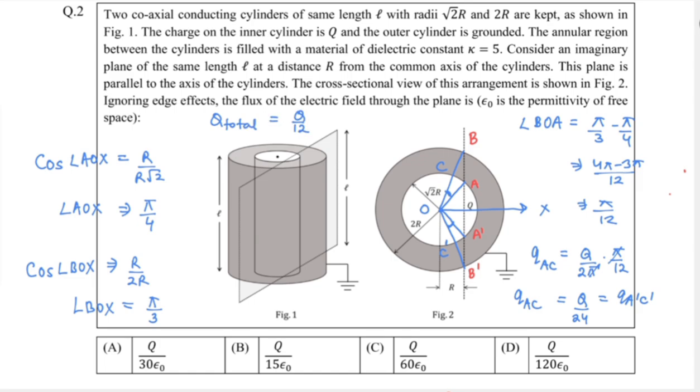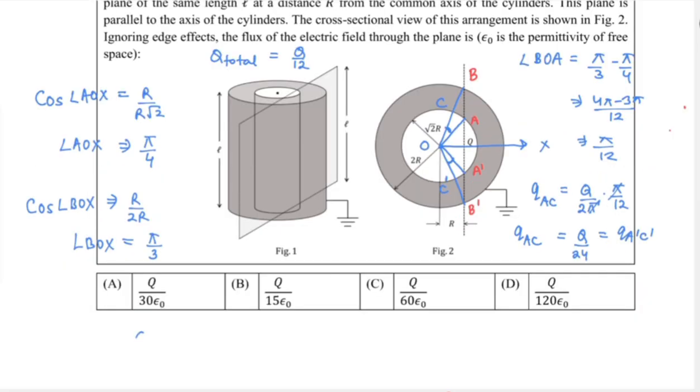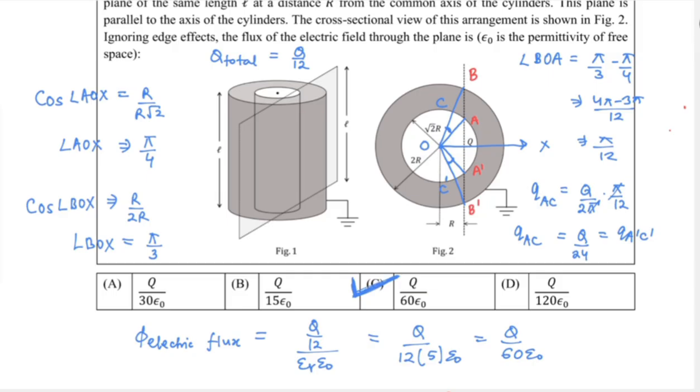And now we just need to do one line calculation. For calculation of electric flux phi, since this region is a dielectric, it is Q enclosed by epsilon r epsilon naught. So Q by 12, and epsilon r in this case is 5, so we get Q by 60 epsilon naught, and it is matching with the third option, or option C. So option C is correct for this particular problem.